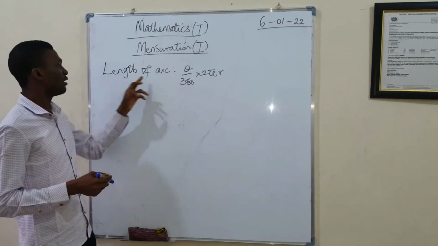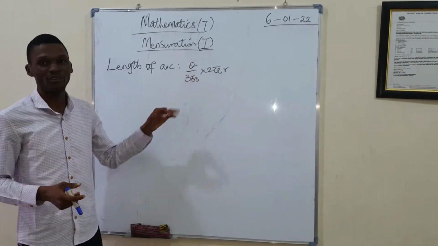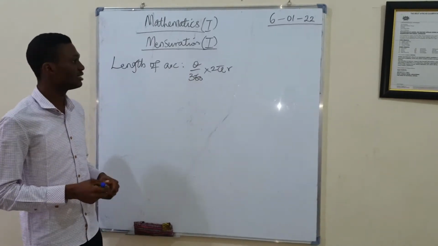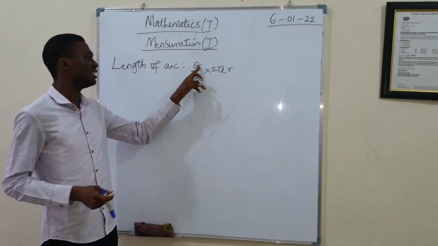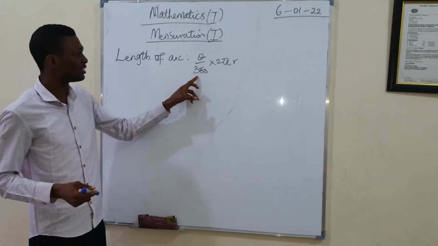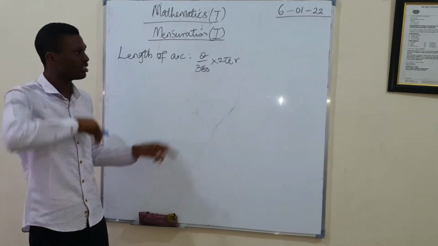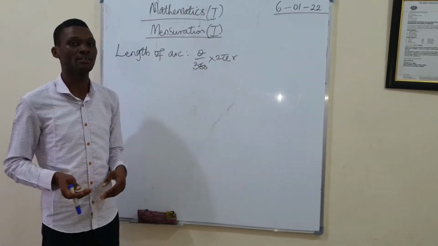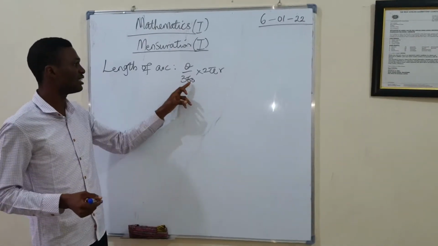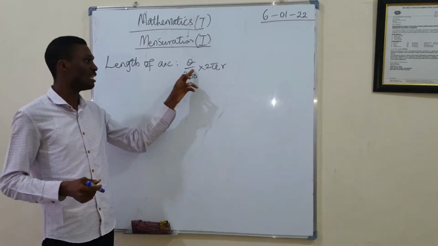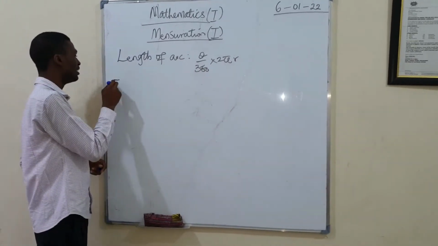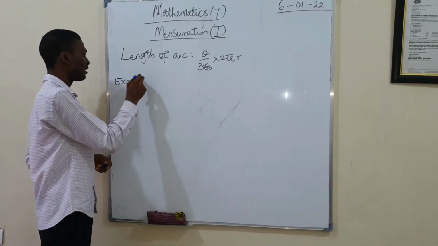The length of an arc is given by the formula theta over 360 times 2 pi r. Theta is the angle subtended at the center of the circle, over 360, the angle that makes up the circle, times the circumference of the circle, 2 pi r. That gives us the formula for finding the length of an arc.